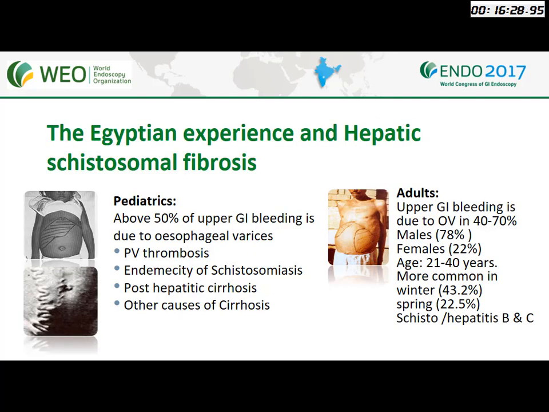So, in Egypt, in our Egyptian experience, in infants and children, and in adults, the background in infants and children is portal vein thrombosis due to umbilical sepsis. Be careful. And also cirrhosis B and C.